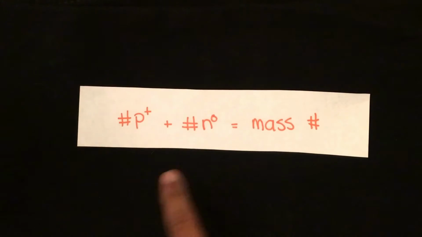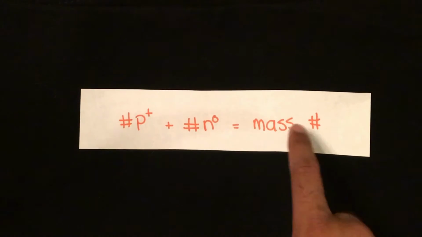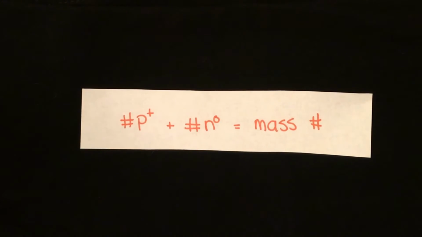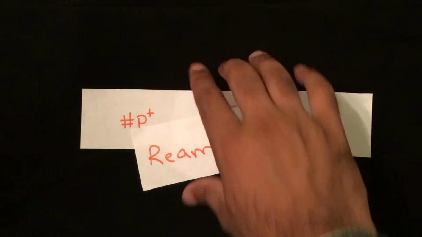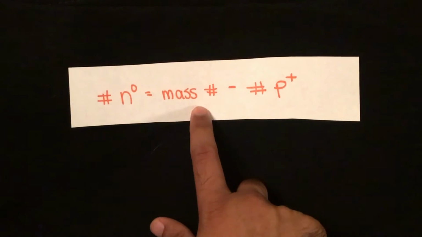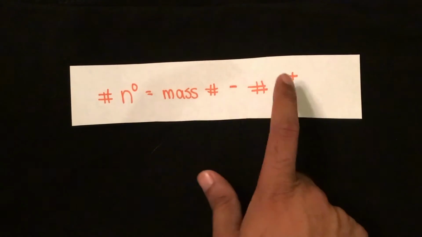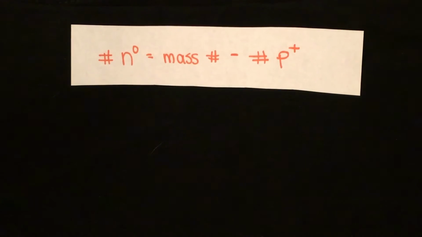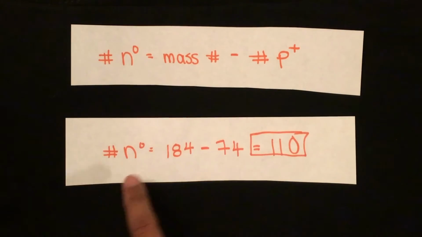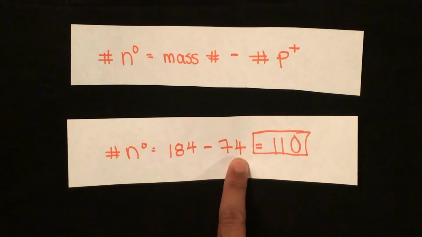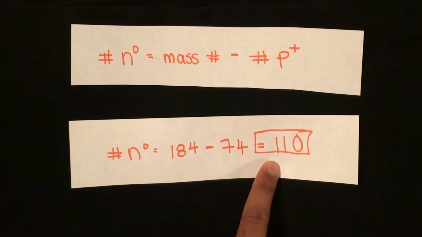You have that the number of protons plus the number of neutrons equals the mass number. So to find the number of neutrons, you would have to rearrange the equation so that the number of neutrons equals the mass number minus the number of protons. So for tungsten, that would be 184 for the mass number rounded, minus 74, equals 110 neutrons for tungsten in that nucleus.